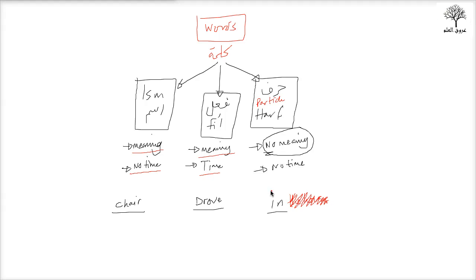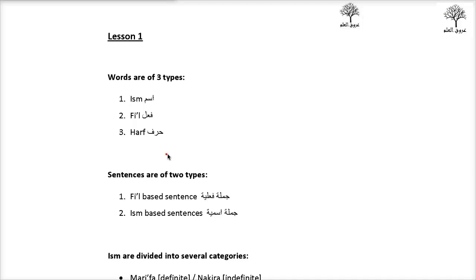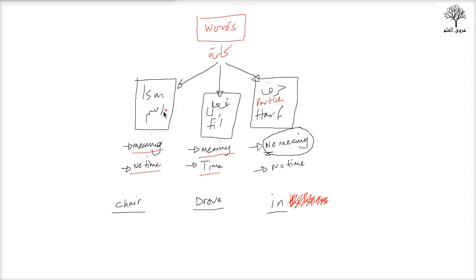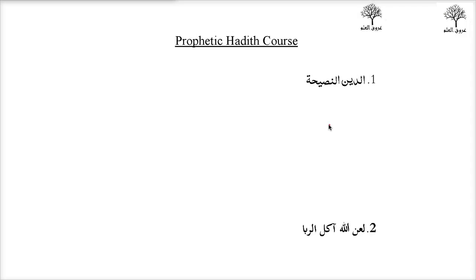Some of the grammarians define harf by saying a harf is something that's not an ism and it's not a fi'l. So they do deduction. They remove the ism, and say if it's not an ism, and it's not a fi'l, it must be a harf. So this is basically the first part that you need to understand. For example, in this hadith course, every single word that you have in the notes is either an ism, a fi'l, or a harf. It has to be one of those. It can't be anything else.